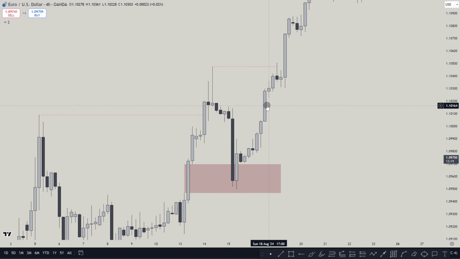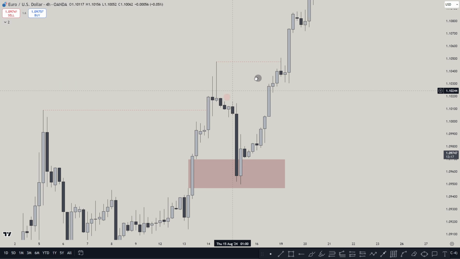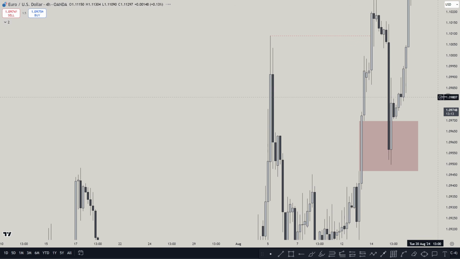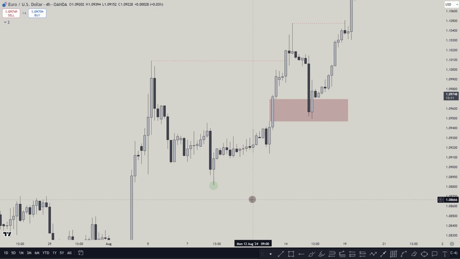Now, sometimes you should keep an eye on the internal fair value gap here. If we disrespect it, then most likely we're heading to the high here. So 15-minute confirmation here, and maybe sometimes 5 minutes. You can enter from here.